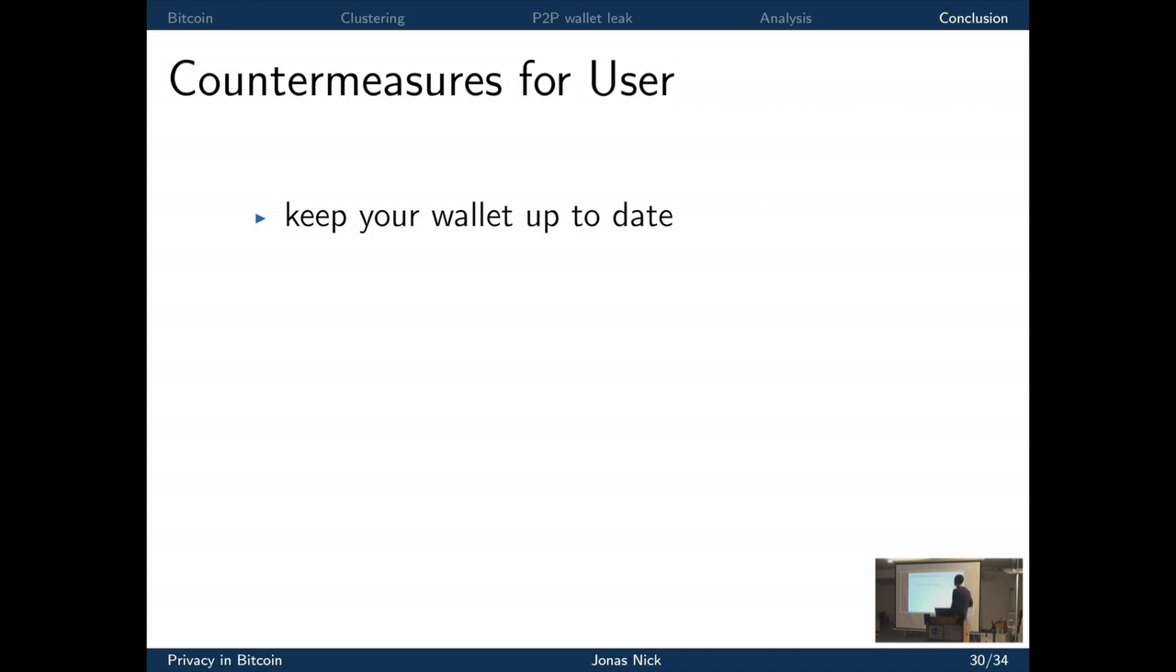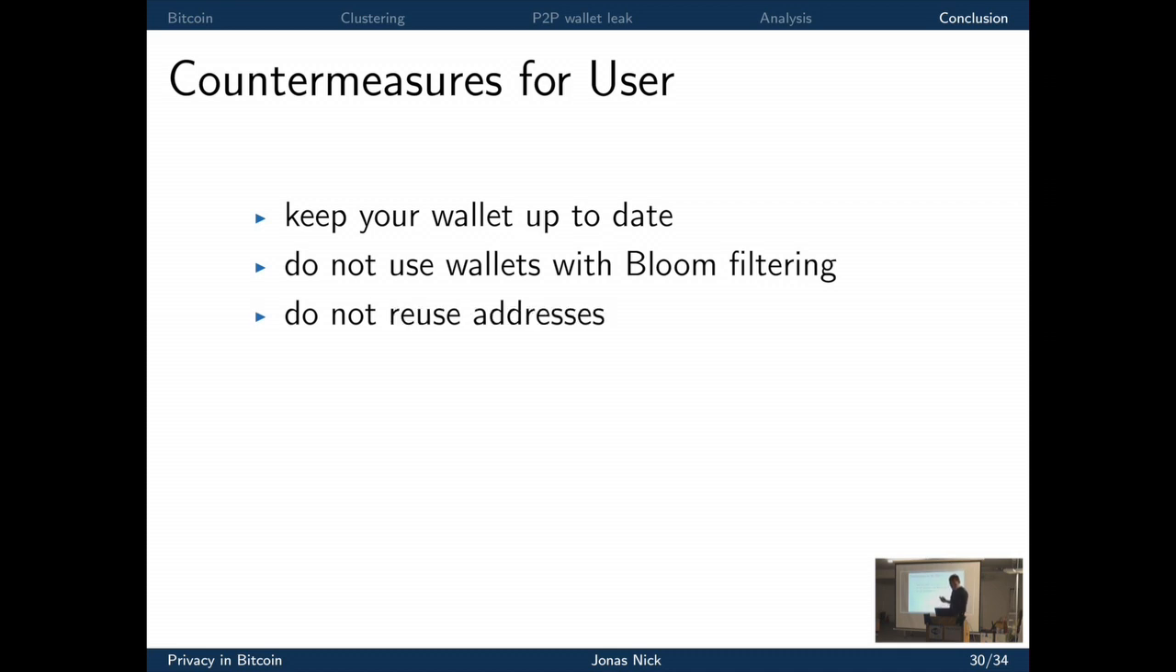During our experiments, you can run a crawler in the network, and clients send you their version message, and then you see that many of the wallets are out of date or really old, and they have worse privacy properties. For example, they have a false positive rate of basically 0, so you don't even need to exploit anything, because you can just see the addresses contained in that wallet. So you need to keep your wallet up to date. If you're privacy conscious, unfortunately you should not use wallets with Bloom filtering.